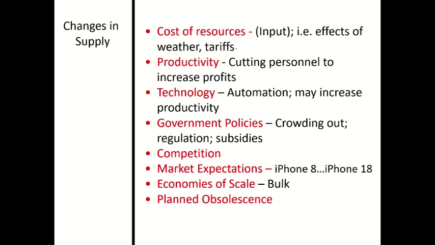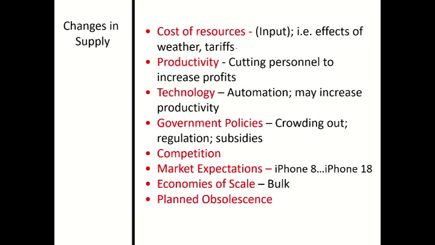Productivity, so you cut personnel to increase profits. That happens a lot. If a company isn't making a lot of profits year to year, sometimes they'll cut personnel and make people work harder. And it kind of sucks because that means you're not going to have a job. And then technology, automation, it may increase productivity. I think they just put kiosks in McDonald's. That eliminates the need for a cashier, and they reduce the amount of personnel.